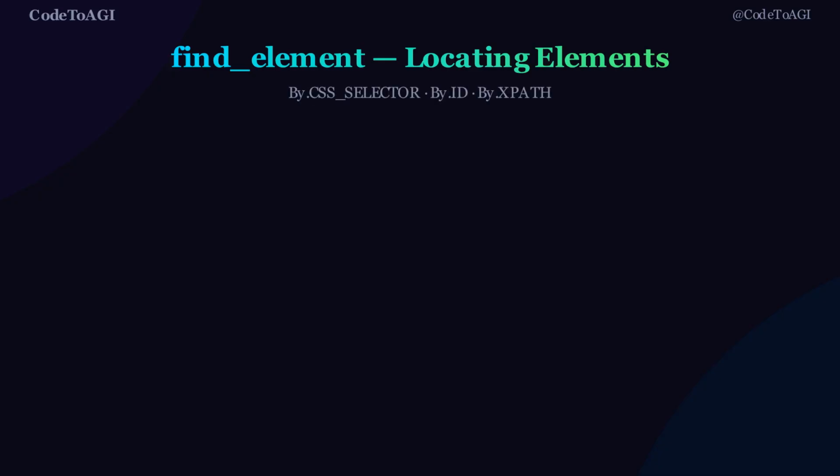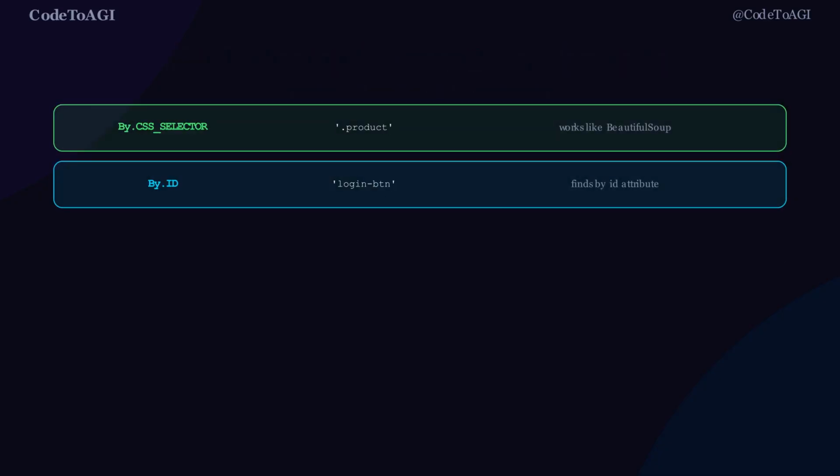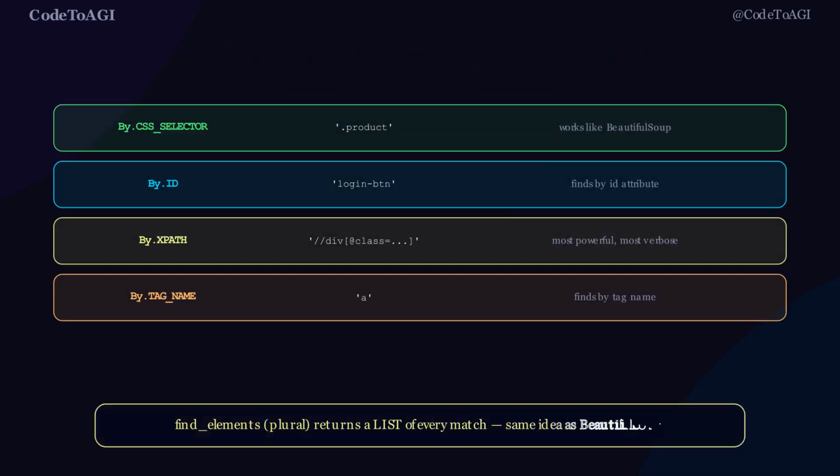To interact with a page, you first find its elements. driver.find_element takes a locator strategy. By.CSS_SELECTOR works exactly like BeautifulSoup. By.ID finds an element by its ID attribute directly. By.XPATH gives you the most powerful but verbose option. find_elements plural returns a list of all matches. Start with CSS selector, it covers 90% of cases.